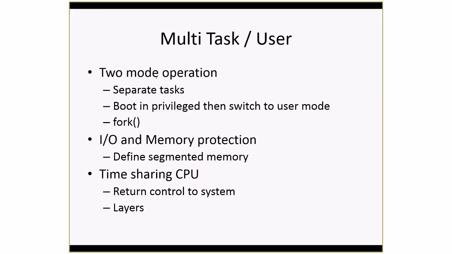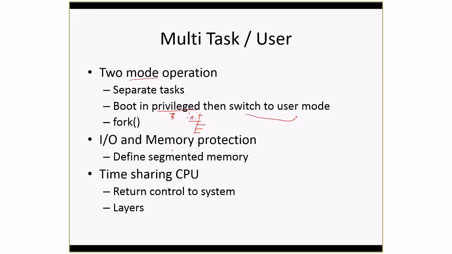So as we do this, we've got that two-mode operation. We have to separate the tasks. Some operating systems need administrative rights, so oftentimes it'll boot in privilege, then switch to a user mode. This is called forking. So we'll see that in many programs. Linux, for example, starts an init program, and every process is forked off that init process. So if the init process dies, the whole program and computer reboots.